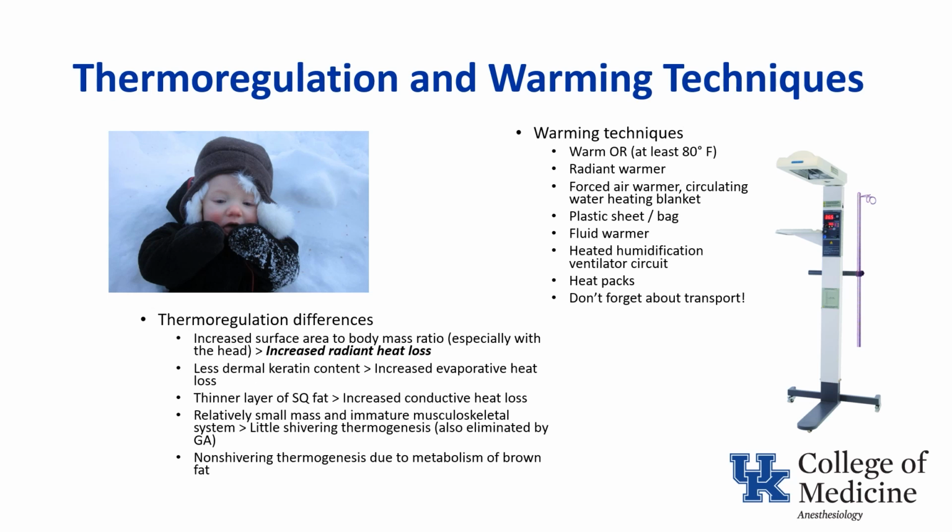Things that can also help after warming the room is the radiant warmer, seen here to the right, also affectionately known as the French fryer. You can use a forced air warmer like the Bair Hugger or a circulating water heating blanket. You can use plastic sheets or bags like Ziploc bags. You can use a fluid warmer, a vent circuit humidifier warmer, and then heat packs are also very helpful. And don't forget about transport. Anytime you're transporting from the NICU, you should have heat packs to keep them warm on your trips from NICU and then back to NICU.